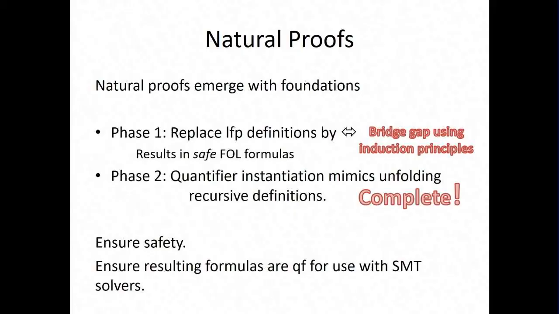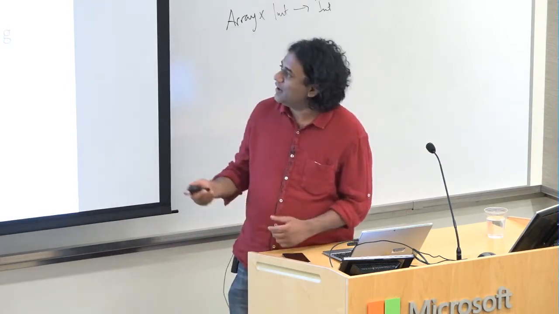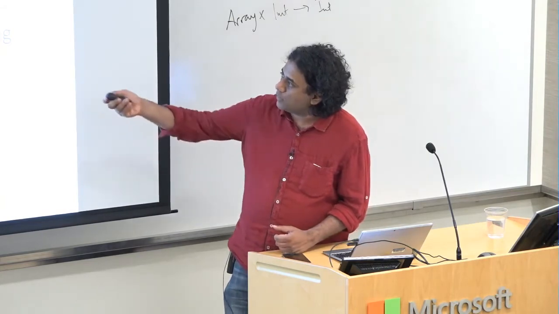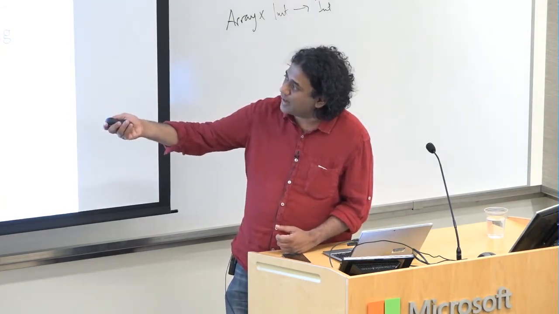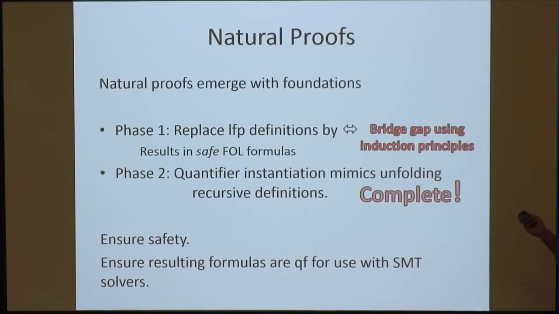So this is what emerges. If you want to do natural proofs, then one thing is to take first-order logic with least fixed point, which I think is a good logic to work with, replace least fixed point definitions with fixed point definitions, but use induction principles to bridge this gap. Otherwise, you're not going to get the power you need. And the second phase is, unfold and do quantifier instantiation, and this part is in fact complete.